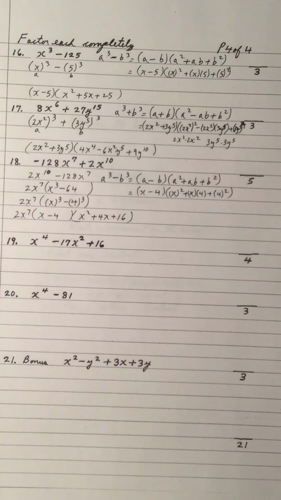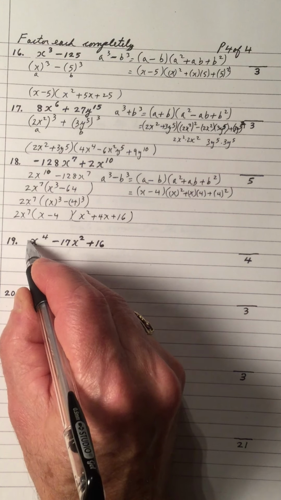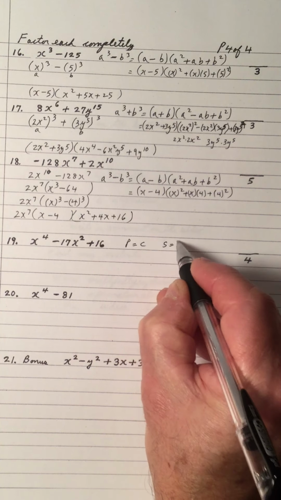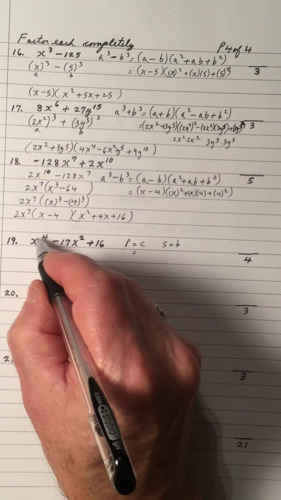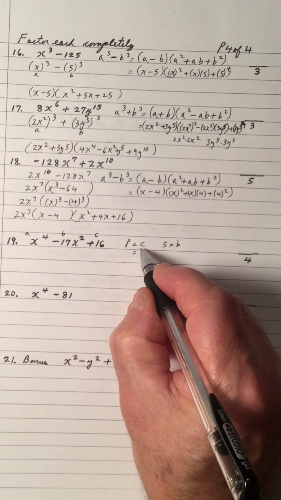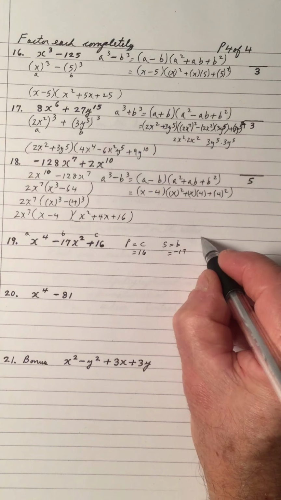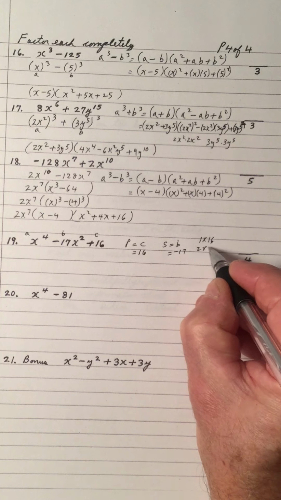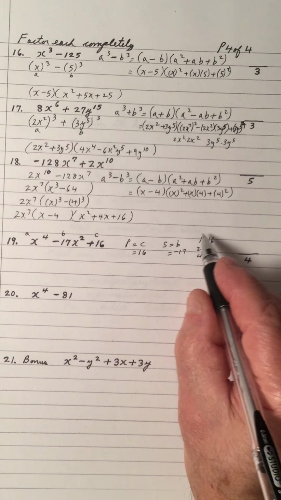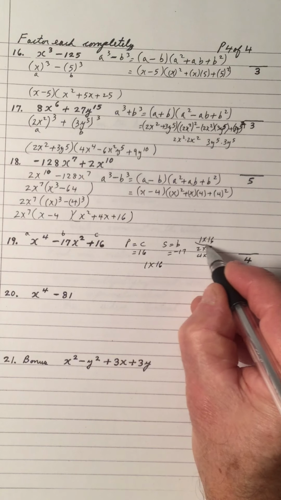Number 19. We have x descending order okay. And we have x to the 4. So that's a is 1. So the product is C and the sum is B because A is 1. So A is 1, B is negative 17, C is 16. Product is C, 16. The sum is negative 17. So 1 times 16, 2 times 8, and 4 times 4 are the factors of 16. But the one that adds up to give me the negative 17 is 1 and 16.